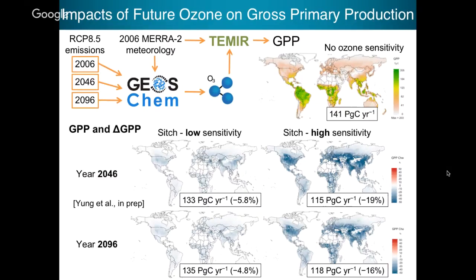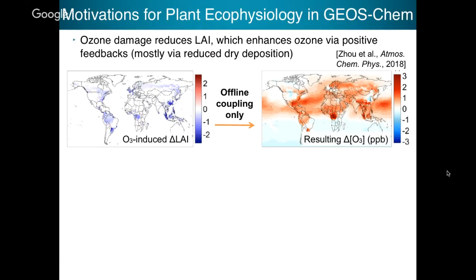But as atmospheric chemists, we are very interested in seeing, okay, if ozone is damaging the plants, and plants are doing a lot of things that shape ozone as well, would there be feedback mechanisms, like ozone-plant feedback, that would be affecting ozone air quality? So in a recent work done by my former student, Alice Zhou, she has basically used CLM and GEOS-Chem, but only offline coupling them, like asynchronously coupling them.